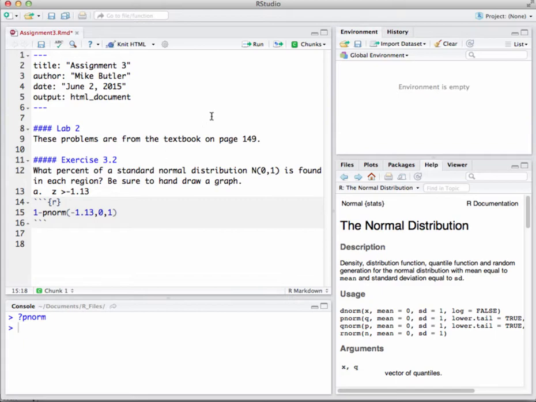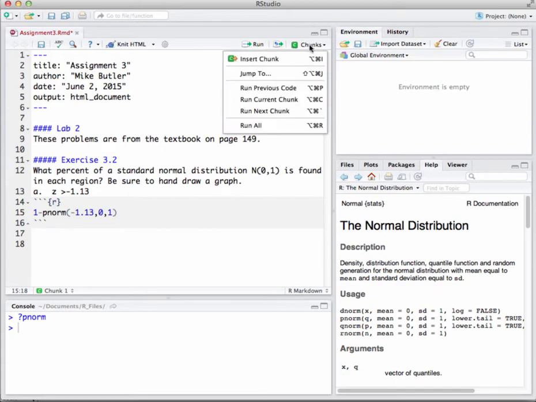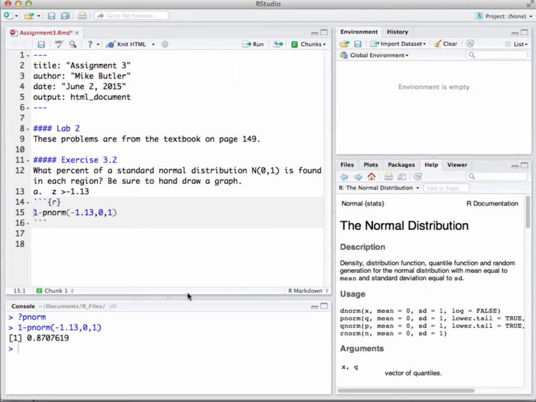All right, so let's go ahead and run just that R chunk to see what it gives back to us. So we'll run the current chunk, and there we go, down to the console. Remember, when you run an R chunk, it executes it in the console for you. It shows us that it's about 87% of the z values fall above negative 1.13.